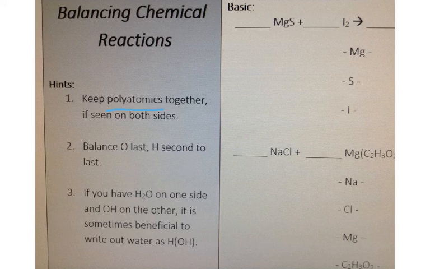You want to balance oxygens last and then hydrogens second to last. Any other order, it really doesn't matter. So if I have a magnesium and I have a sulfur, it doesn't matter which one you go with. But oxygen you always want to balance last, hydrogen second to last.